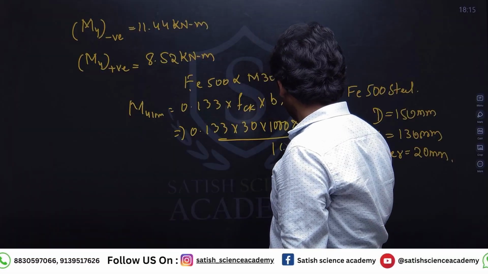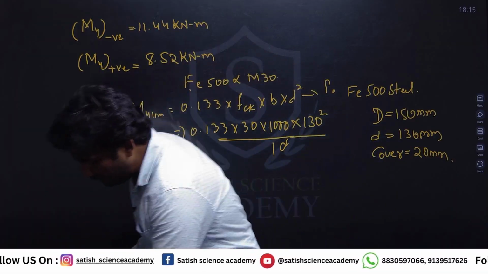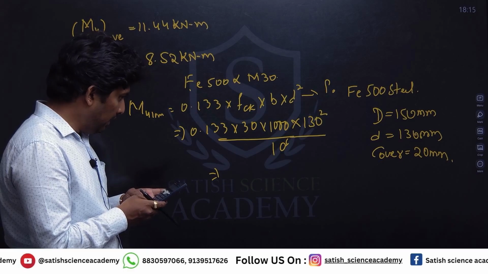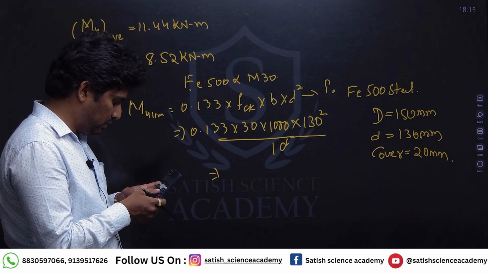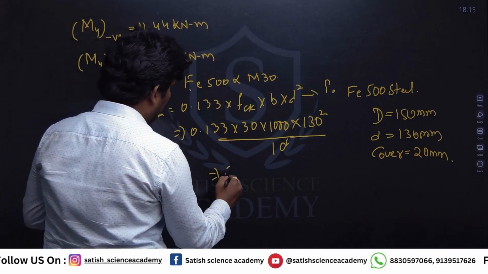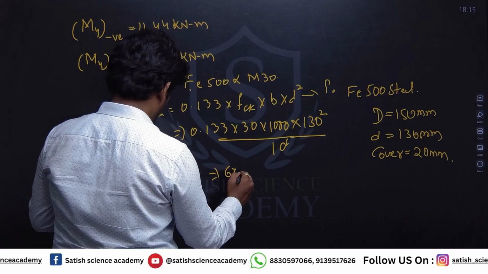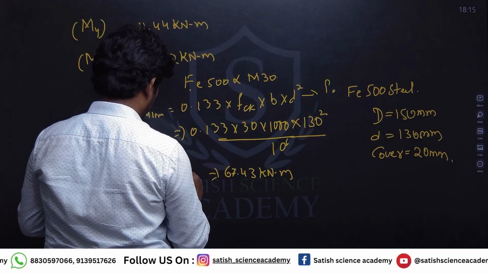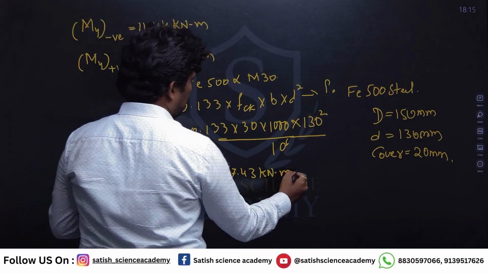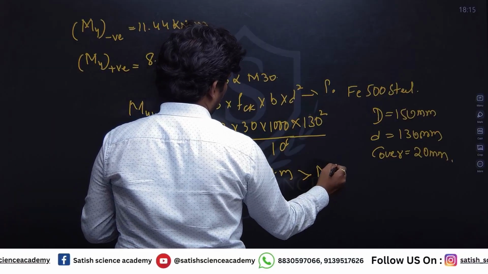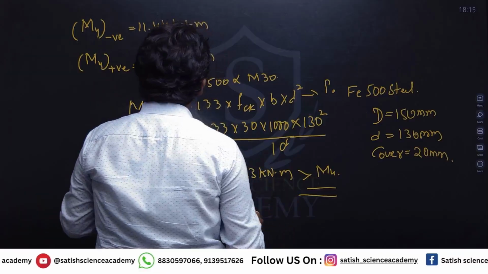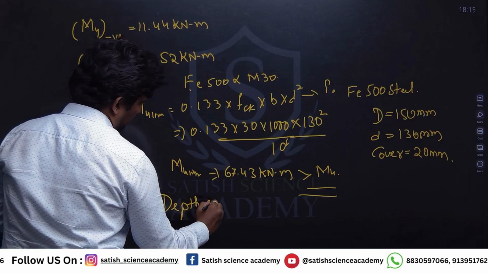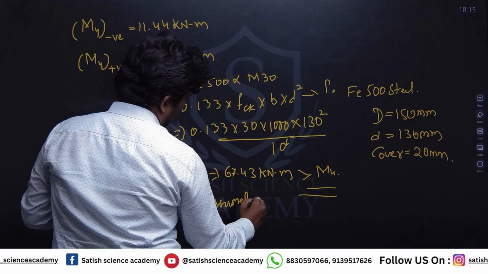So this is 10 raised to 6. So you will be calculating the value 0.133 into 30 into 1000 into 130 square divided by 10 raised to 6. So you are getting maximum moment as 67.43 kilonewton meter, Mu limit, which is greater than Mu, whatever all the values. Therefore the depth assumed is safe.